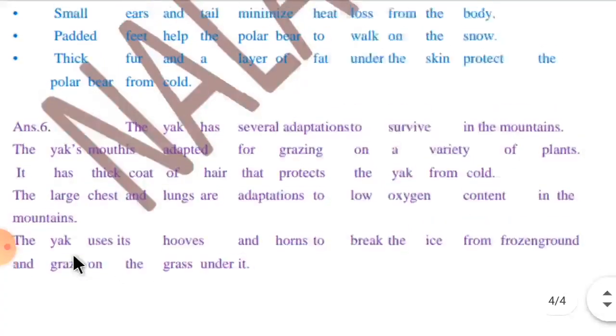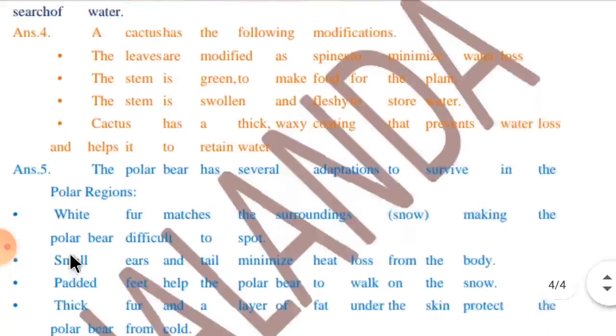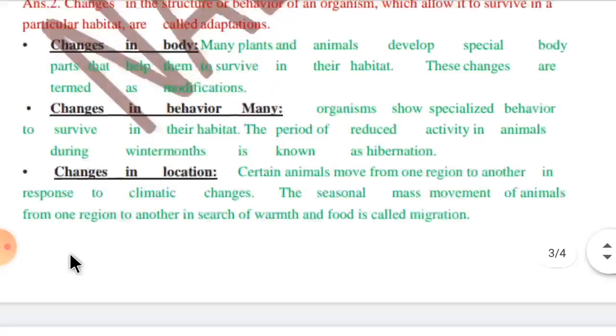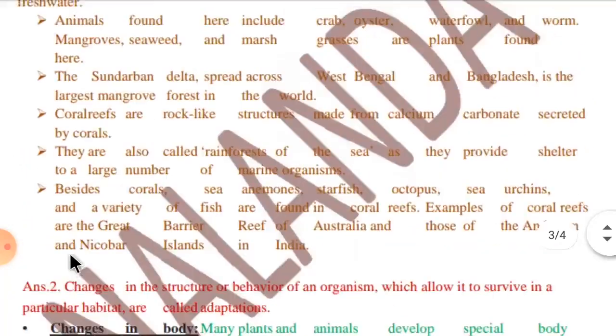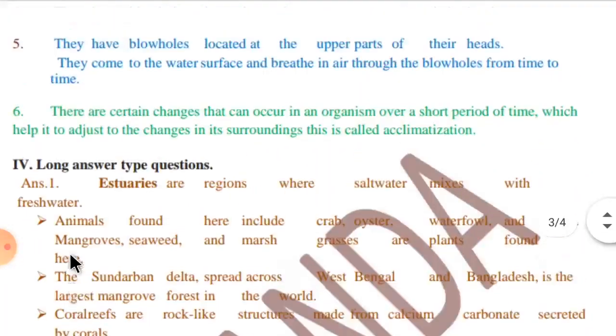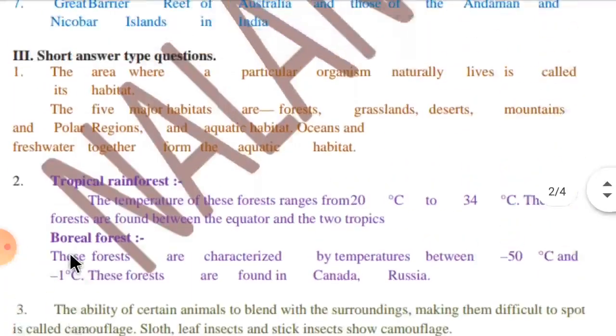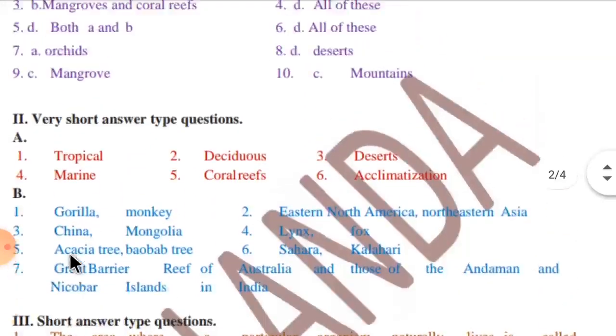So these are the short and long question answers you have to write in your notebook, beta. And before you write those short and long question answers, you have to write the key terms and write them down with very neat and clean handwriting.